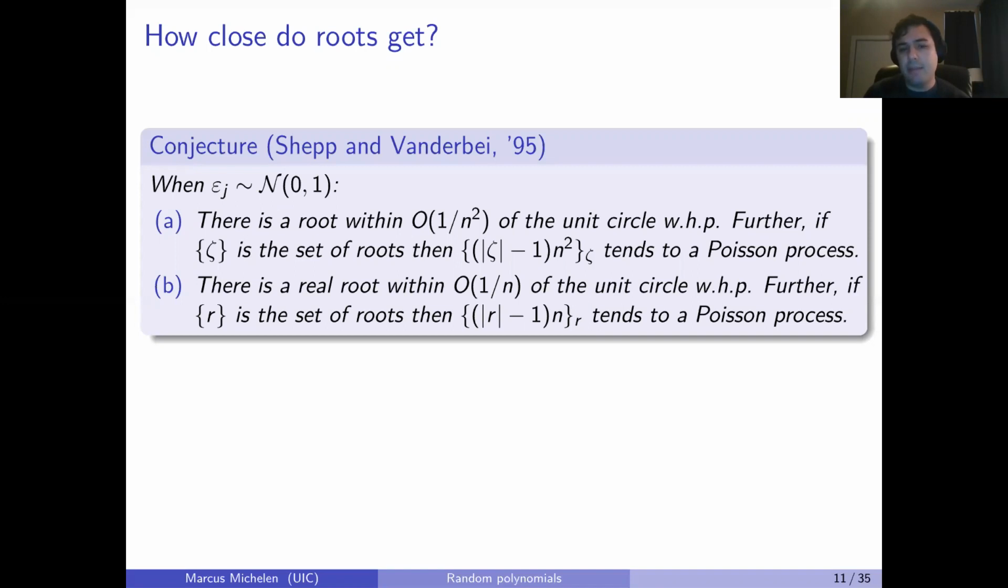And they conjectured the same thing for real roots, except on the order of 1 over n. So they suspected that you would have a root within 1 over n of the unit circle that's real, and also that you get convergence to a Poisson process when we rescale properly.